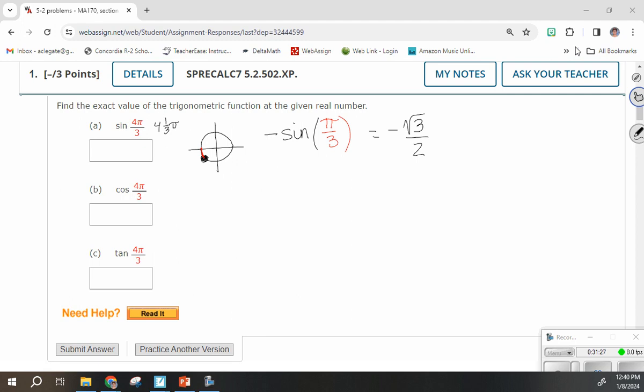Okay. So again, this chart will be your friend. You just have to figure out whether it's positive or negative. Okay, cosine. So these all deal with the same position, the third quadrant. Is cosine positive or negative? Negative. So again, this is the same thing as saying negative cosine of pi over 3. What would that be?